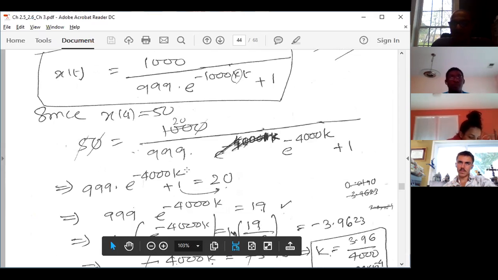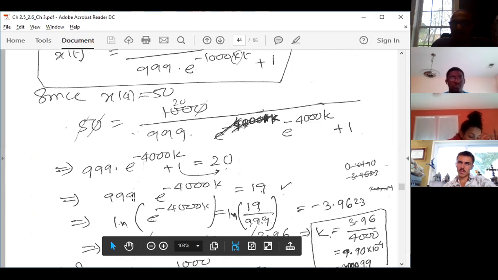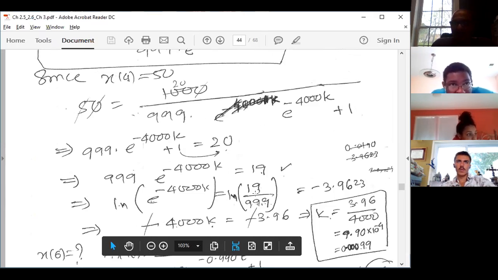So now 19. Make sure we are looking for k. So now I have 19 over here. Let me divide by 999. If I divide by 999, I'm going to get e to the power negative 4000 k equal to 19 over 999.